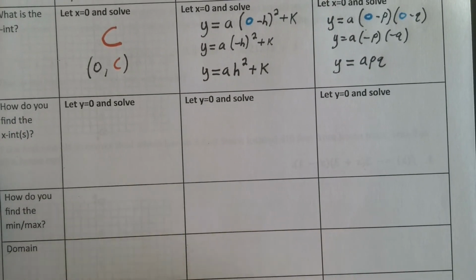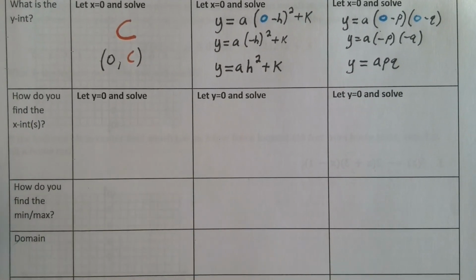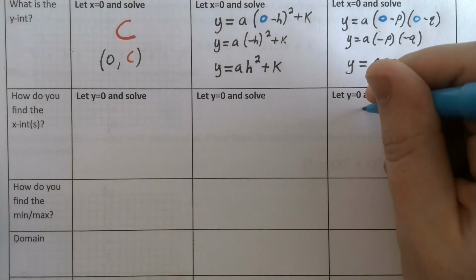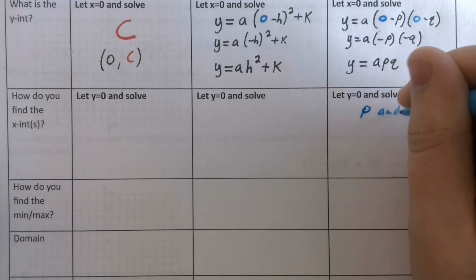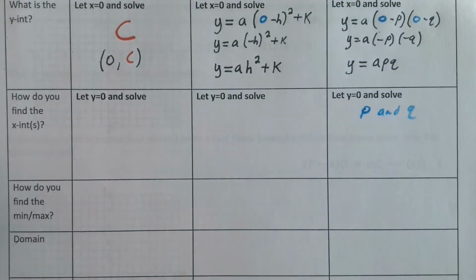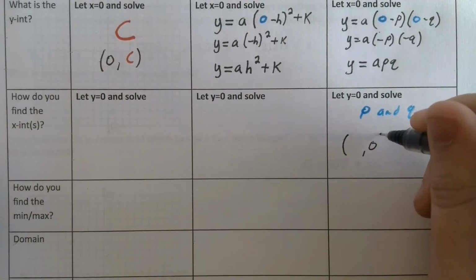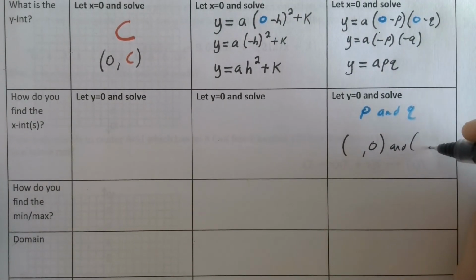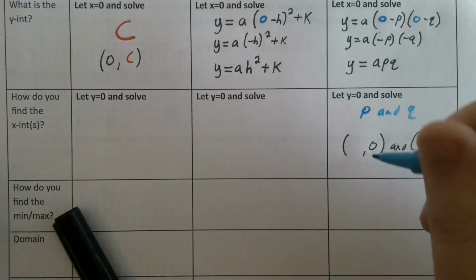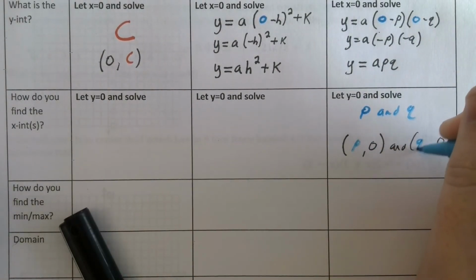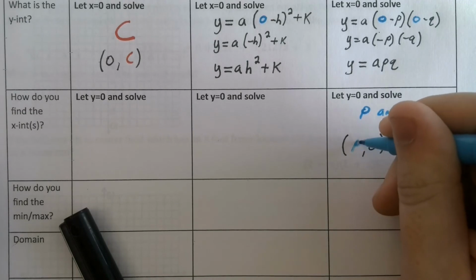Now, to find the x-intercepts, which form is the best for it? Which form is the most well-adapted to find the x-intercepts? It's intercept form, because your x-intercepts are literally just p and q, right? So you would get the points p comma 0 and q comma 0. Those are your x-intercepts. You can find them just on sight.